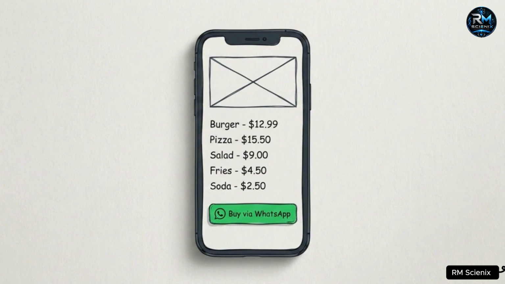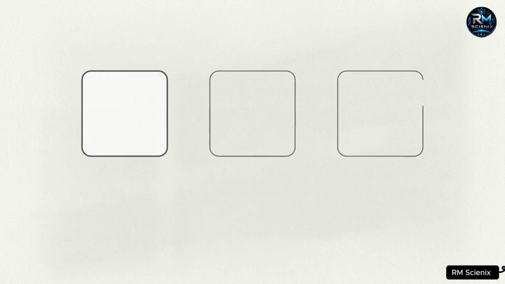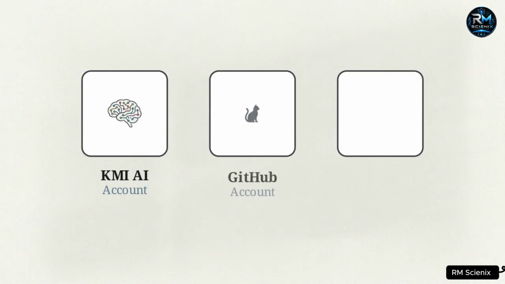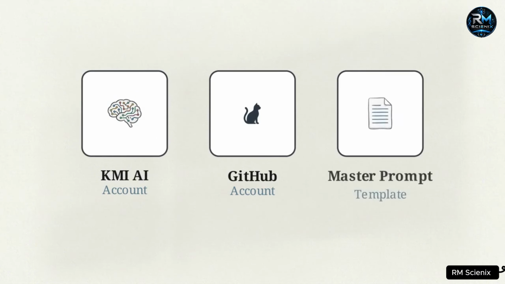We will generate a fully functional, mobile-responsive website that includes a direct-to-WhatsApp ordering system. To complete this setup, you'll need 3 things: a free KMI AI account, a free GitHub account, and the master prompt template provided in the description.